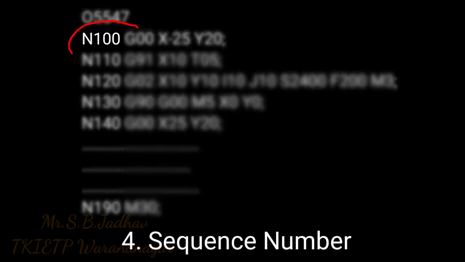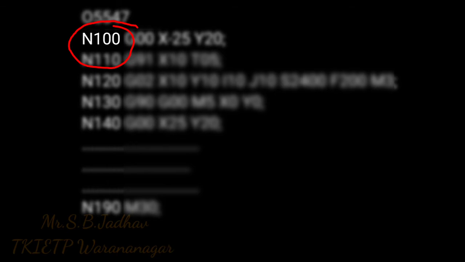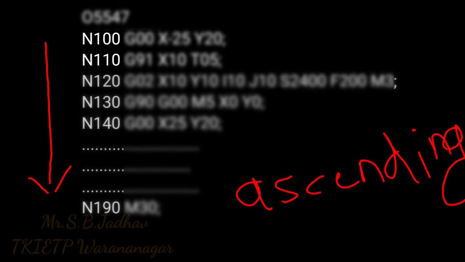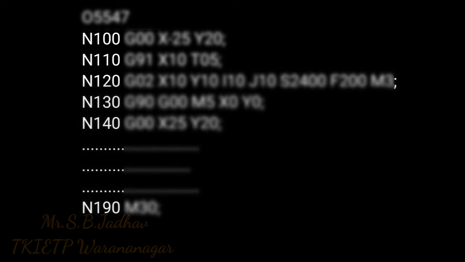The sequence number, also known as the N code, is used to identify the block within the NC or CNC program. The block can be searched in the program by the controller through the sequence number. The sequence number is designated by the letter N followed by 3-digit numbers. For example, N100 or N120, etc. Some controllers require sequence numbers to be input in ascending order, while other controllers allow any 3-digit numbers after the letter N.